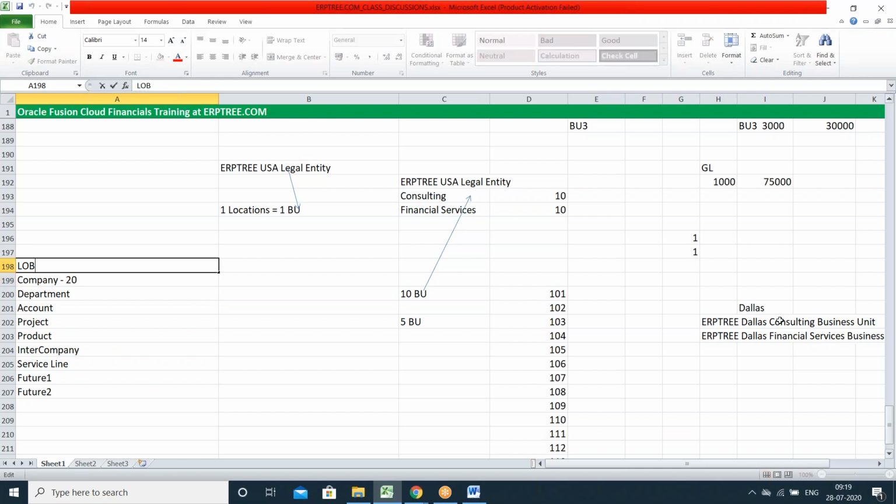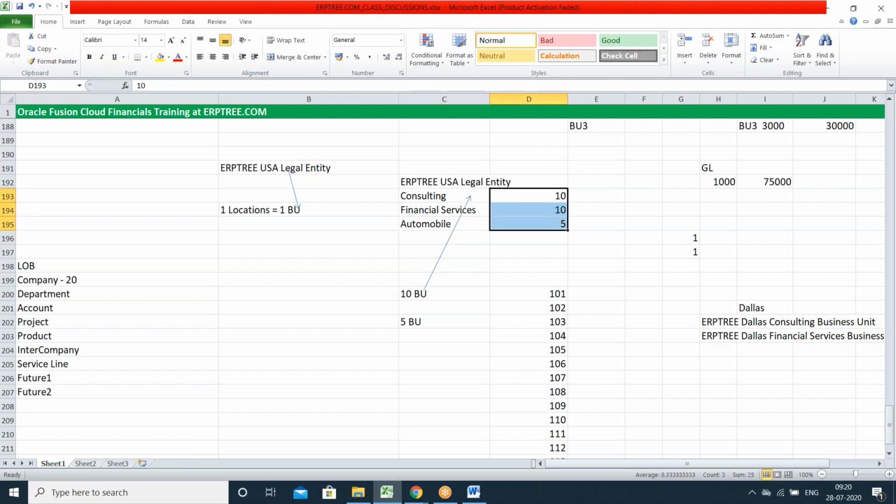So here you can take the example that these are under the same legal entity. You have a consulting business, you have financial services, and you are into automobiles. Three verticals of businesses you have. So consulting you have in 10 branches, financials 10, automobiles 5, total 25. You can create 25 business units. That means 25 companies you can create. Here LOB, line of businesses, those you can have as 3.